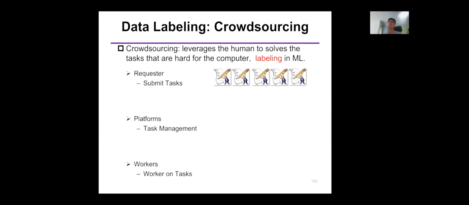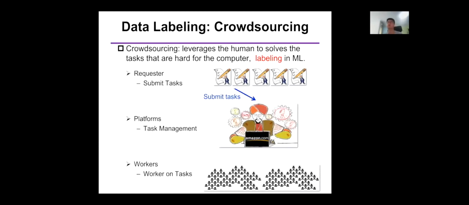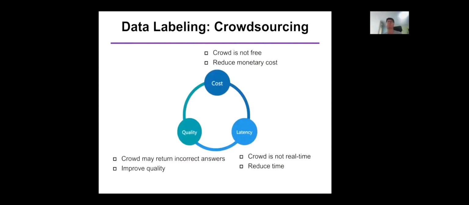So crowdsourcing leverages human intelligence to solve the tasks that are hard for the computer, like labeling in machine learning. It consists of three parts. The requester submits tasks, the crowdsourcing platform like Amazon Mechanical Turk publishes the tasks, the workers find interesting tasks and return answers, and the requester collects the answers.